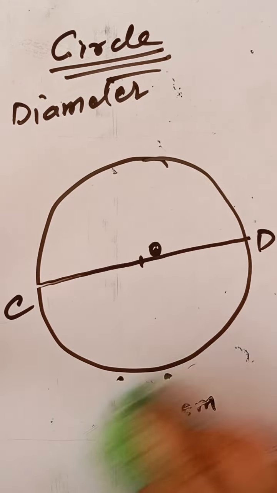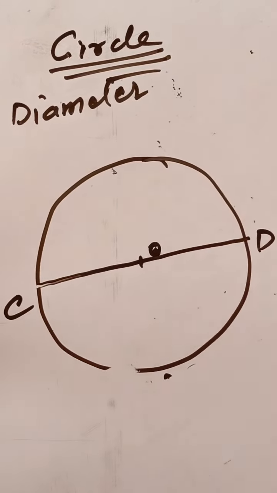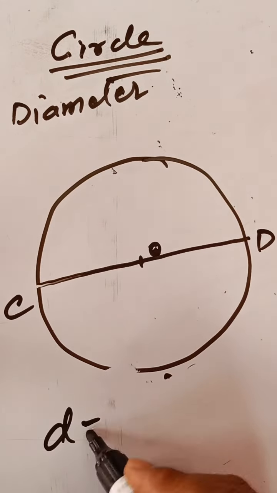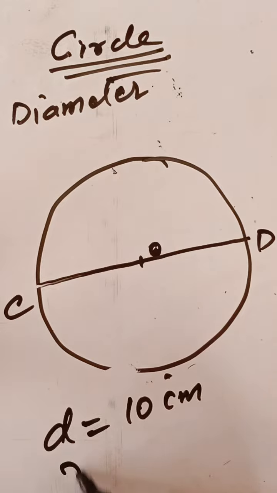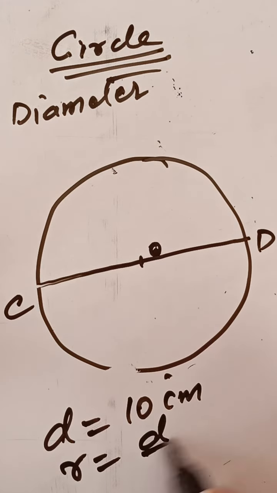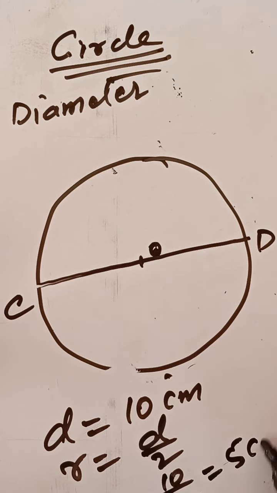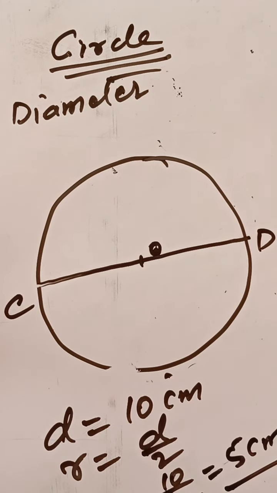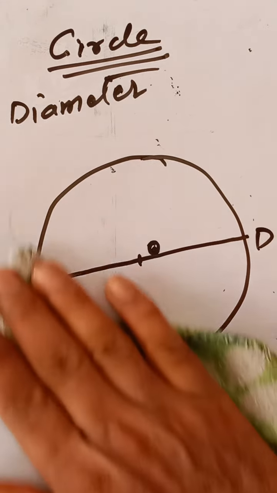Similarly, if we know diameter, we can find radius of a circle. Suppose diameter is given 10 centimeter. Then radius will be d upon 2, that is 10 by 2, 5 centimeter. In this way we can find radii or diameter of a circle.